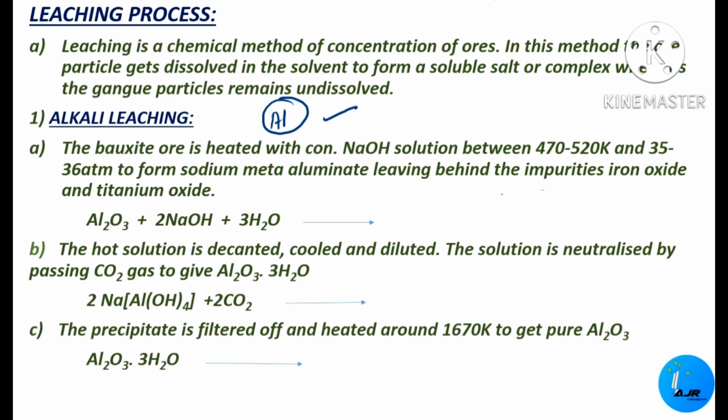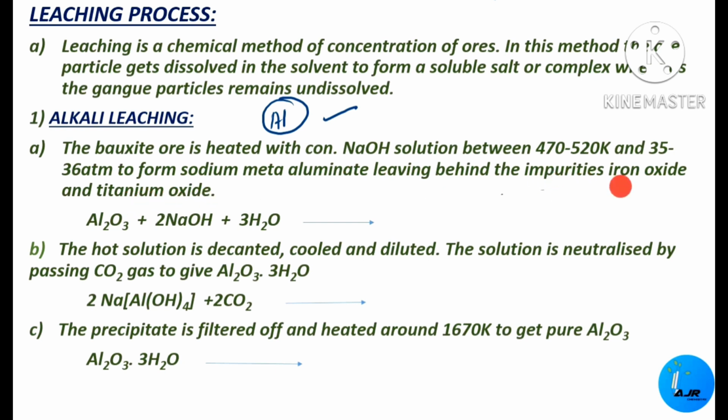So the bauxite ore is rich in aluminum. So it has a high percentage of aluminum. This bauxite ore is heated with concentrated sodium hydroxide solution between 470 to 520 Kelvin and 35 to 36 atmospheric pressure to form sodium meta-aluminate, leaving behind the impurities iron oxide and titanium oxide.